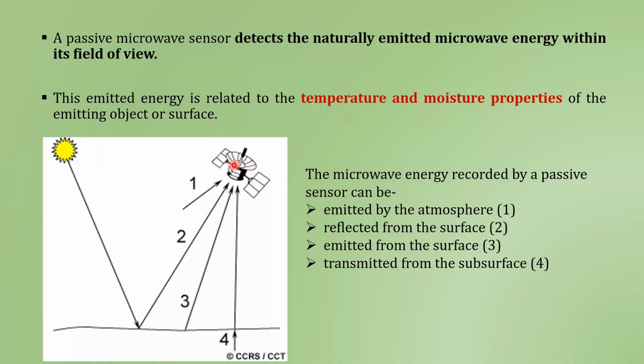In passive microwave remote sensing, the sensor detects the naturally emitted microwave energy within its field of view, and this emitted energy is related to the temperature and the moisture properties of the emitting object or surface. So, the passive sensor placed on the platform can receive the microwave energy emitted by the atmosphere, reflected from the surface, emitted from the surface, or transmitted from the subsurface.